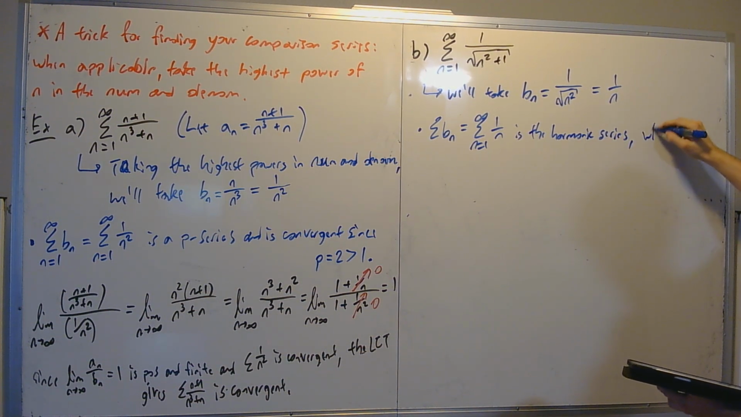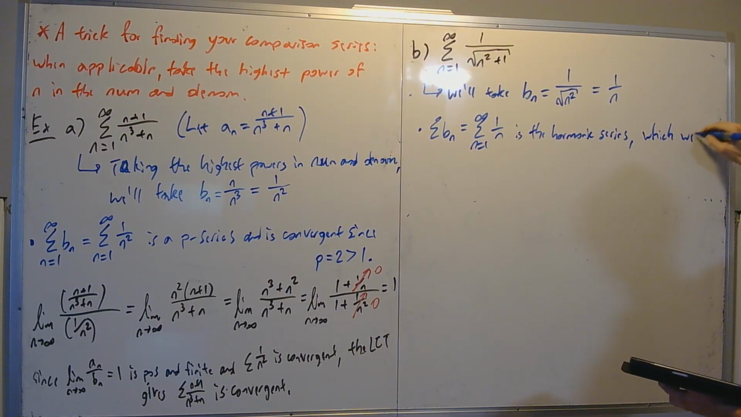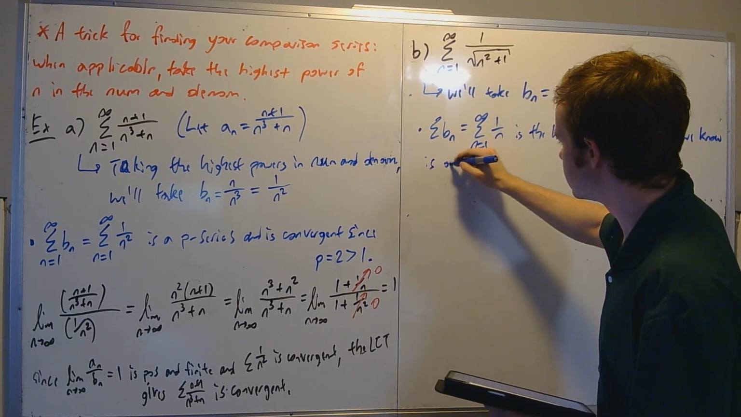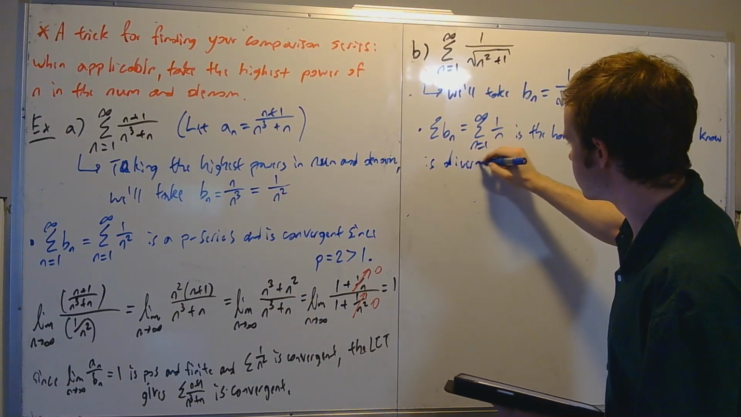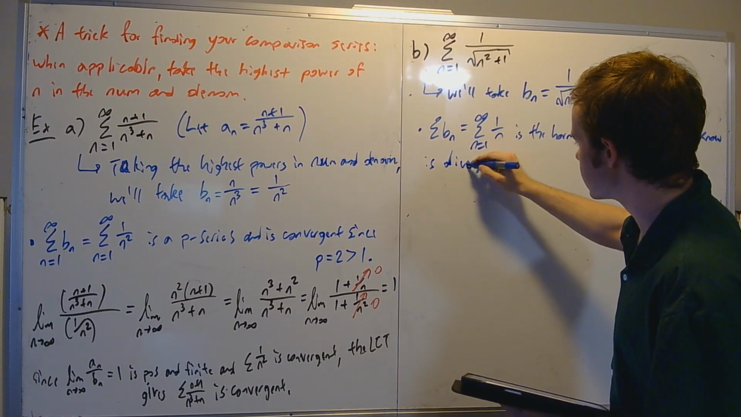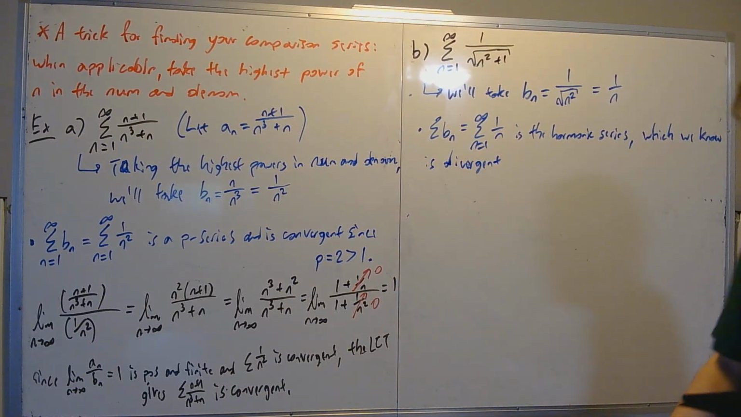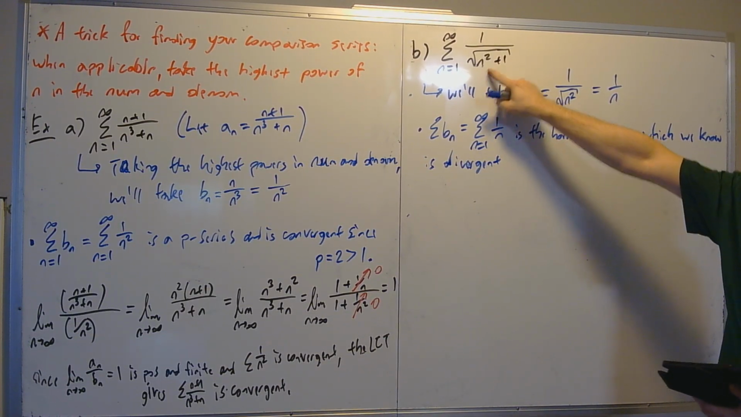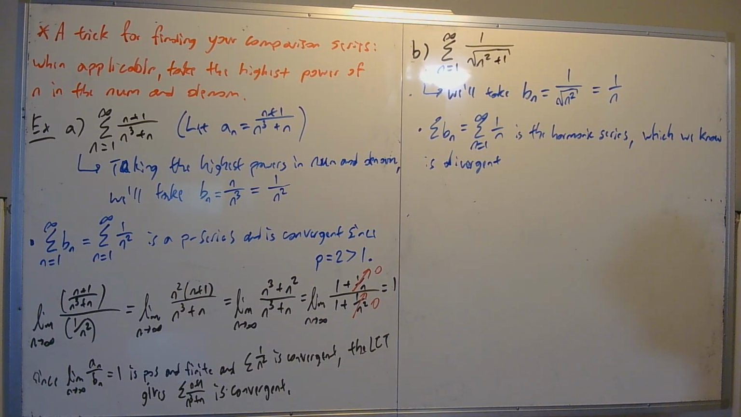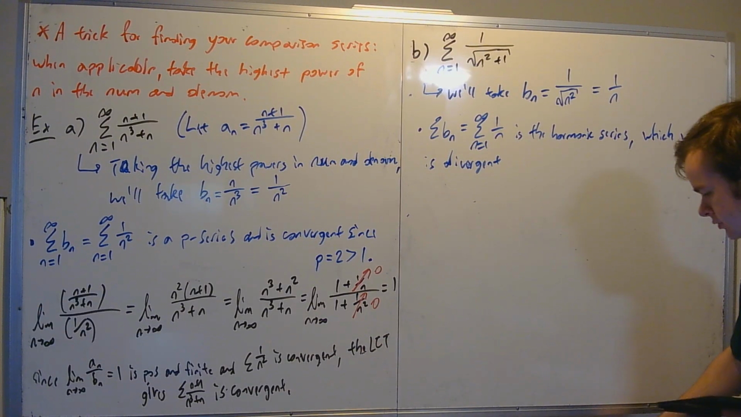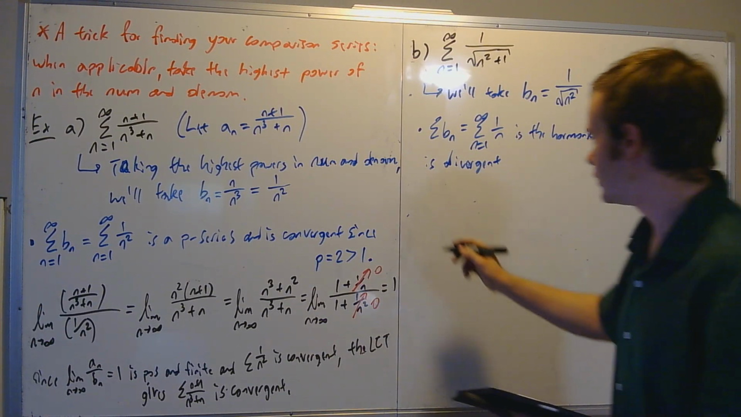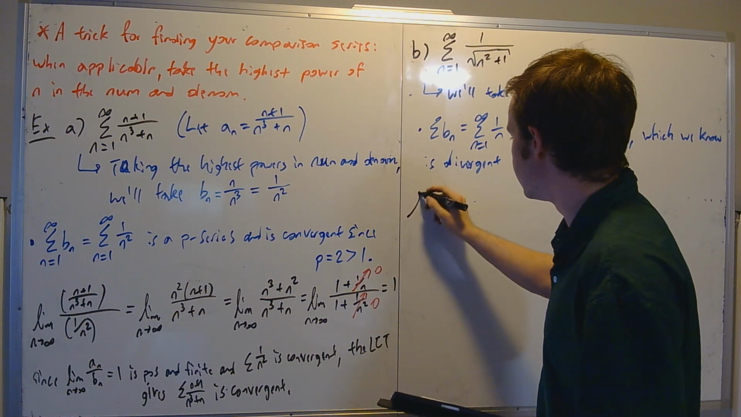Which we know is divergent. So if we're actually able to use the limit comparison test, then the fact that this one series is divergent means that this other series is also divergent. Okay, so now we just need to compute that constant and see whether it's positive and finite.